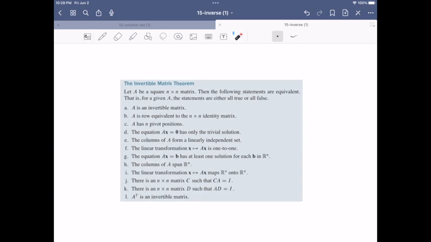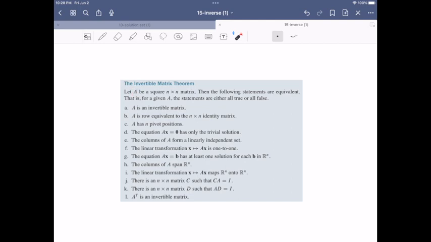There are some equivalent statements. So if A is an n by n matrix, the following statements are equivalent. It's called the invertible matrix theorem. So if A is an invertible matrix, then A has to have n pivot positions. And in terms of linear transformation, suppose the linear transformation is given by matrix A.